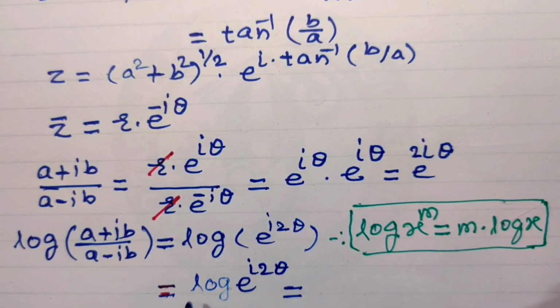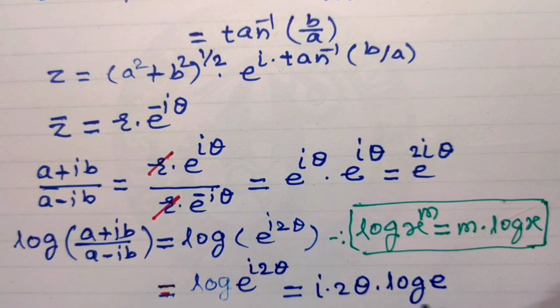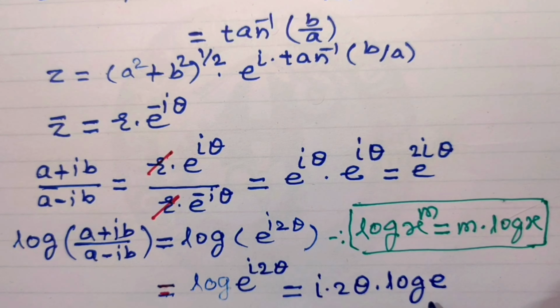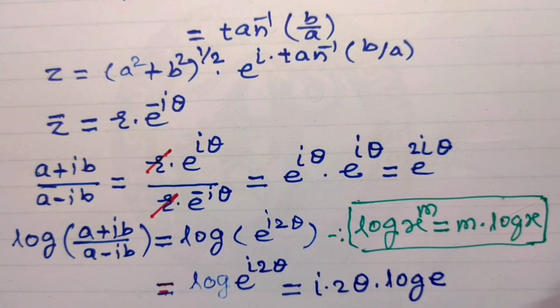This power becomes the multiplier of this log: i into 2 theta into logarithm of e. The base of this log is not given, which means you can assume the base is e. Hence logarithm of e to the base e is equal to 1. Hence applying the property of logarithm, since logarithm of e is equal to 1, put here.